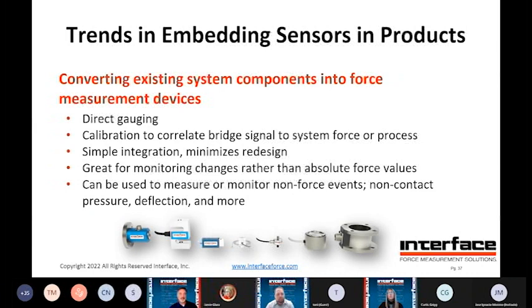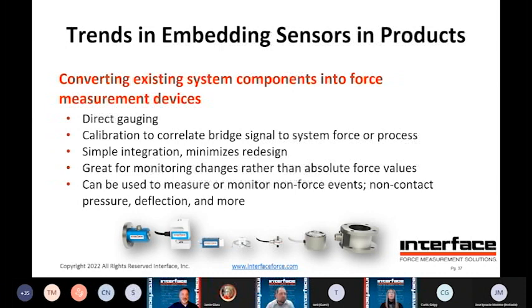Converting existing system components into force measurement devices. We mentioned this a little bit earlier. If you can't get a load cell in there, or if it's a customized design or application, then we do have the ability to do direct gauging. We can take a component, we can transducerize it, if you will. We can remove it from the system as a passive component and instrument it with resistive strain gauges or strain gauges. We're not limited there. We can also incorporate other types of sensors into customized solutions.